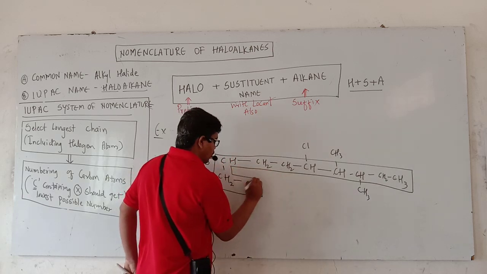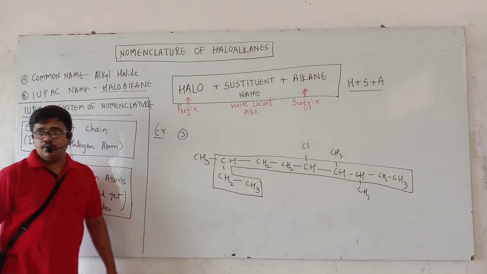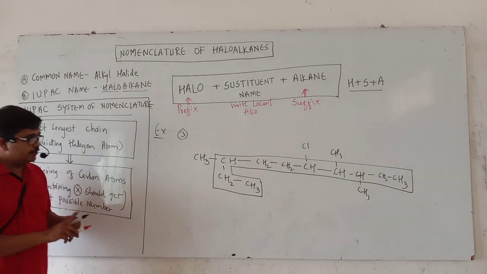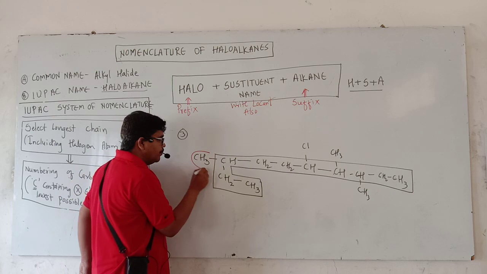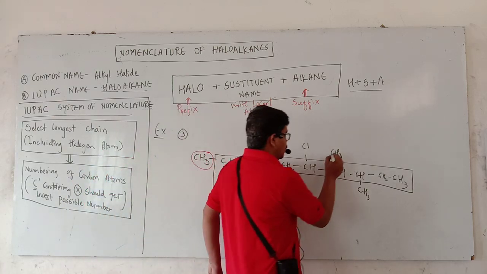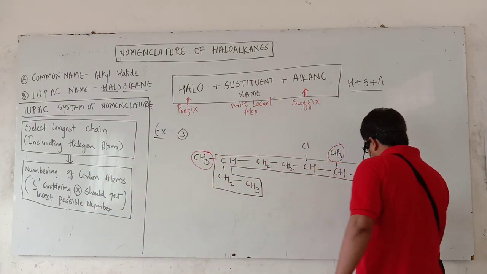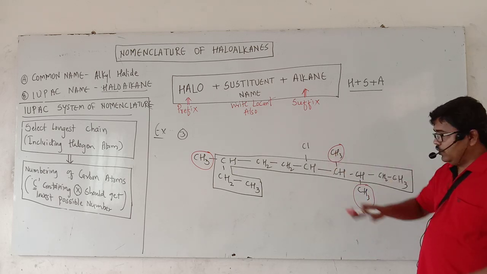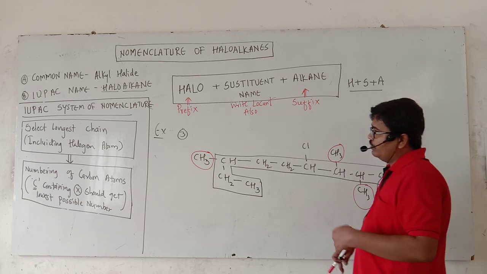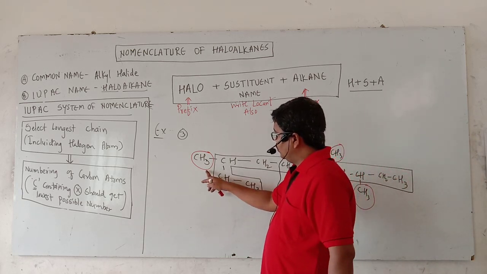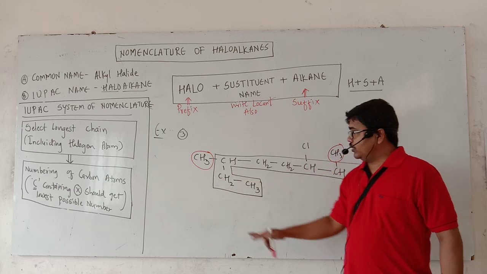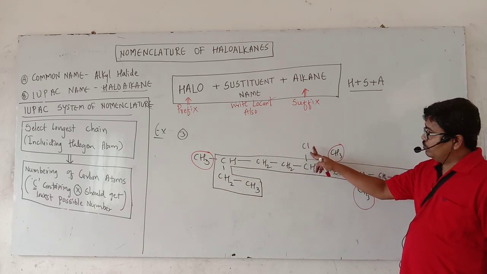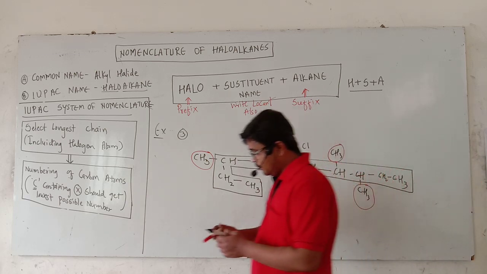To the longest chain, what we do? We write box. Out of the box, whatever is left, that is nothing but the substituents. And to the substituents, we write circle. To the longest chain, box, and out of the box, whichever groups will be there, to these groups, write down the circle. This circle means they are the substituent. Don't write circle to the Cl because this is not the substituent, this is the functional group.